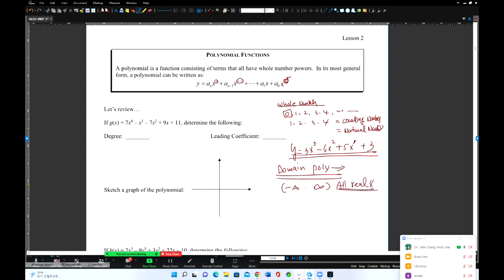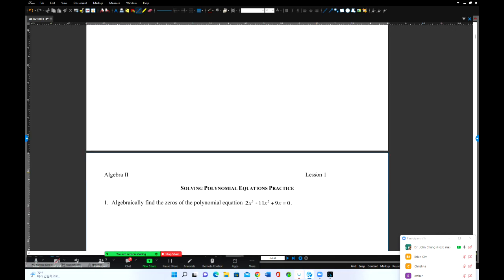Every domain. A constant is also a polynomial, even if it is a very small number. We said constant functions, linear functions, yes, polynomial. Quadratic, polynomial. Cubic function, polynomial. Combined everything, they are all polynomial functions. Okay? So, go back over here.